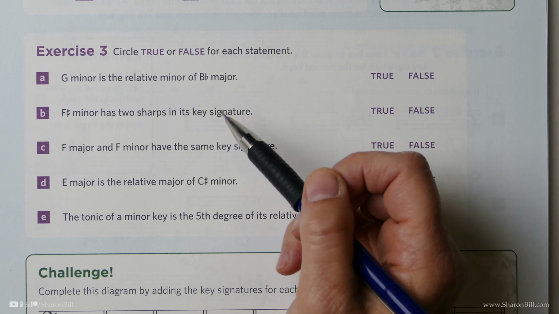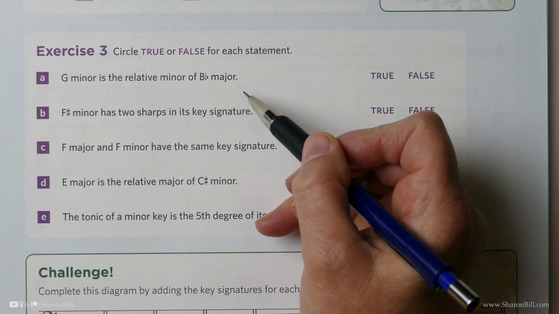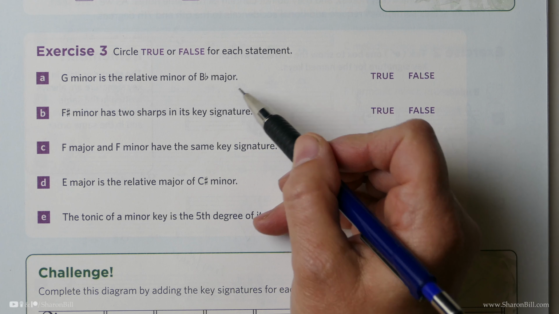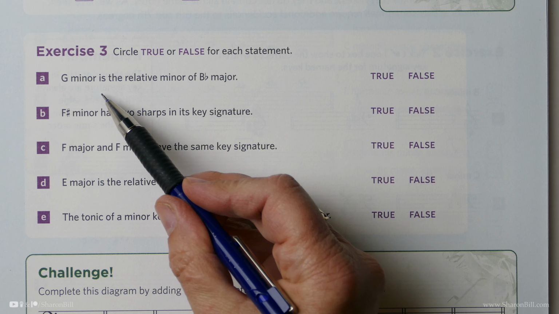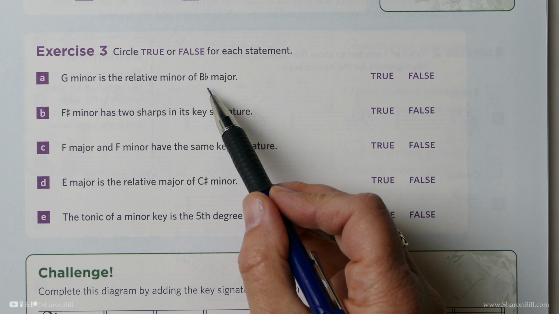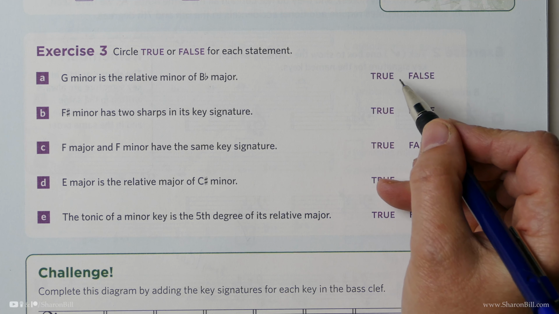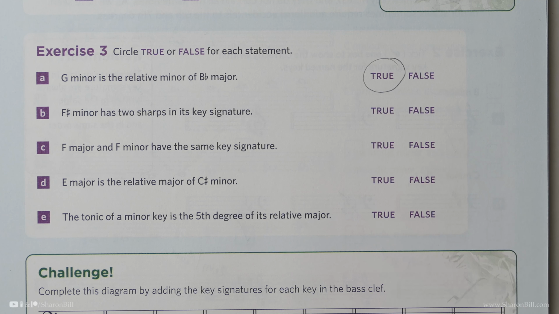So this is just a little bit of revision, so I suggest you just go ahead and try and answer this. Is it true or false that G minor is the related key, the relative minor of B flat major? That is indeed true. We've already just discussed that.